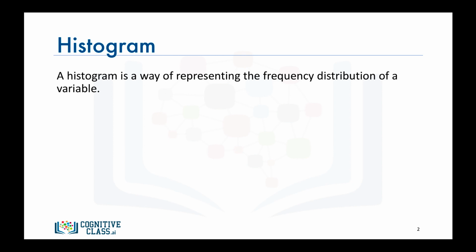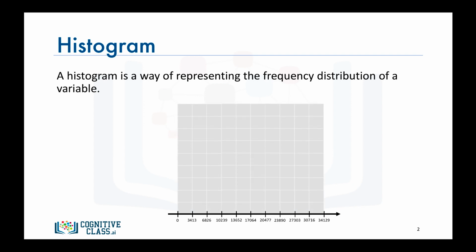The way it works is it partitions the spread of the numeric data into bins, assigns each data point in the dataset to a bin, and then counts the number of data points that have been assigned to each bin. So the vertical axis is actually the frequency or the number of data points in each bin. For example, let's say the range of the numeric values in the dataset is 34,129.